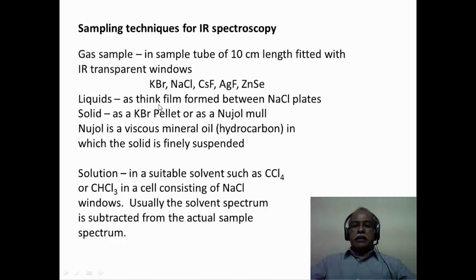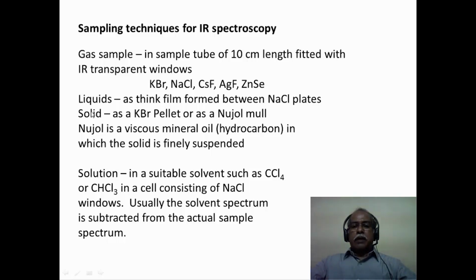Liquids can be measured as they are, as a thin film. When a drop is cast as a thin film between sodium chloride plates, the sodium chloride plates act as the transparent window for the infrared radiation. Or the solid can be made into a pellet by mixing the sample with potassium bromide. Less than 1% of the sample is mixed with the potassium bromide and crushed into a fine powder, made into a pellet in a compressing machine, and that can be used as it is in the infrared spectrometer.